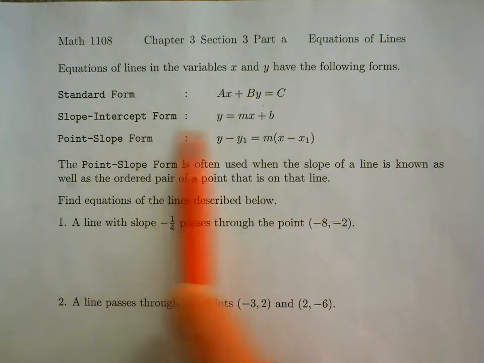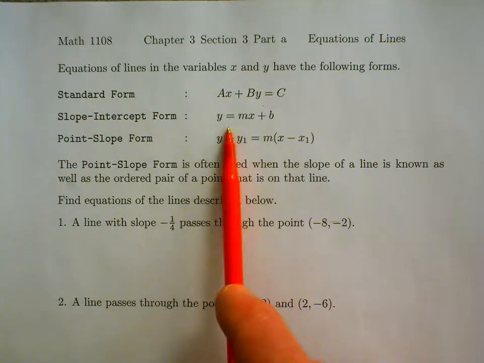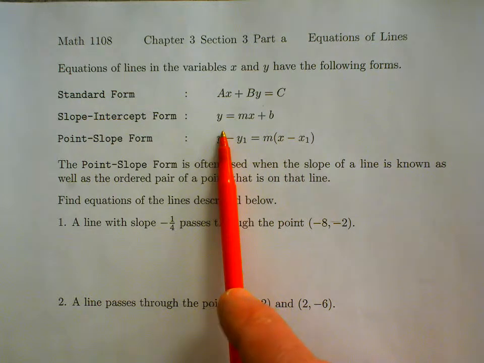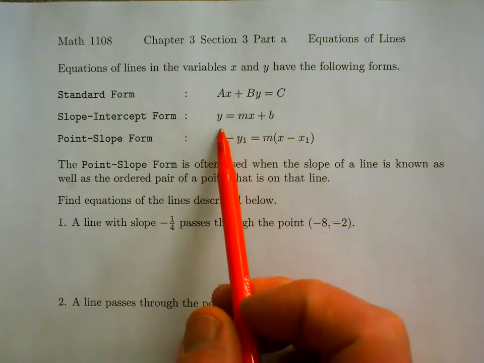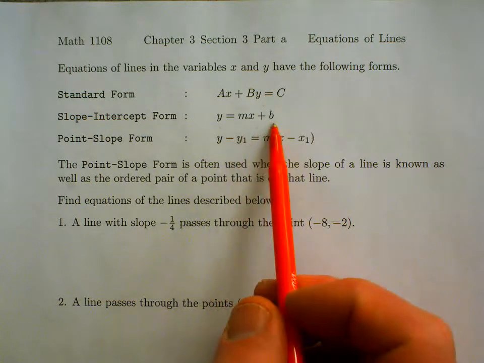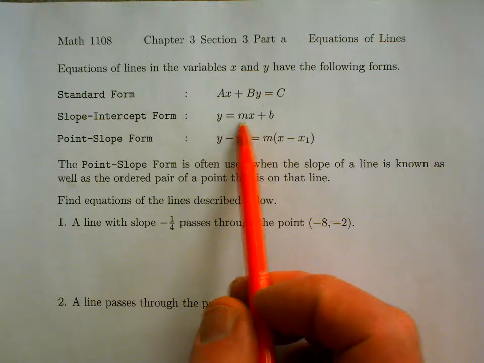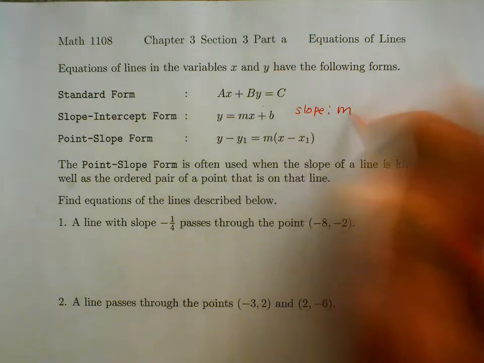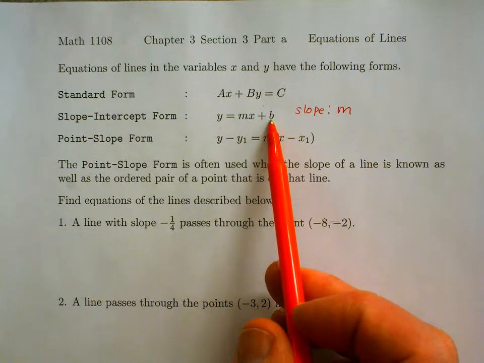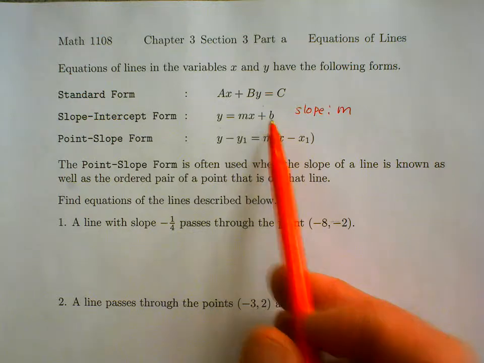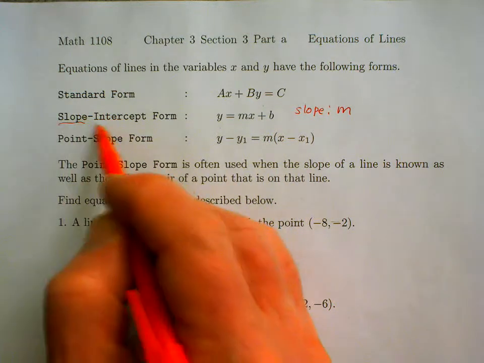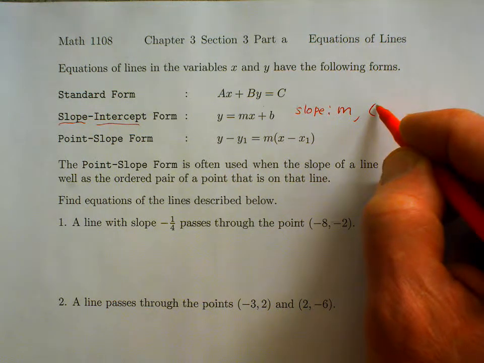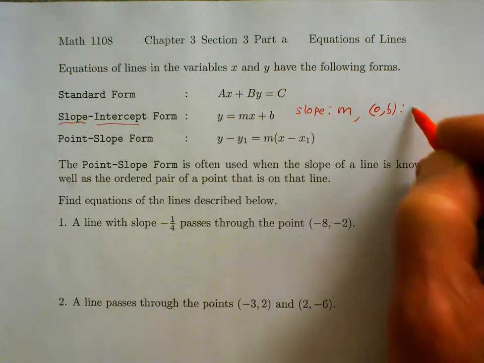The slope-intercept form that we saw for the first time yesterday, y equals mx plus b. So this is called the slope-intercept form, because if y equals mx plus b, the coefficient of x, the number m, is the slope. So the slope is m, and b is the y-coordinate of the y-intercept. Hence the term slope-intercept form. So the ordered pair 0, b is the y-intercept.